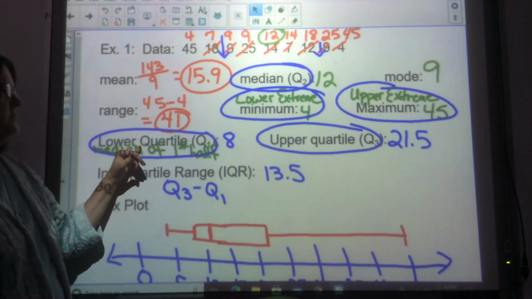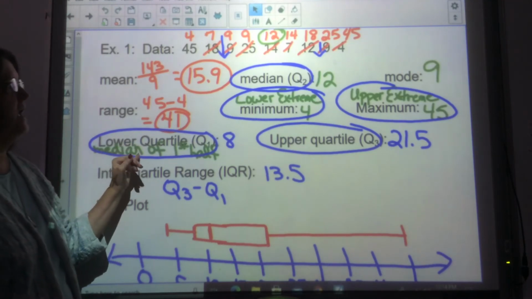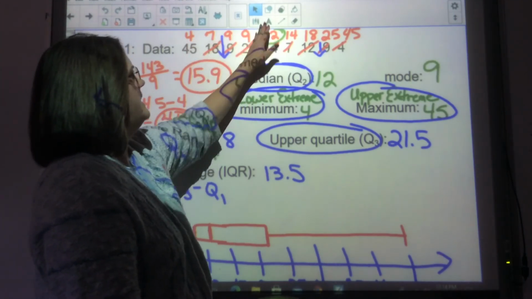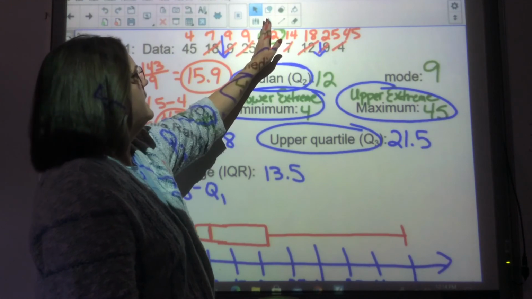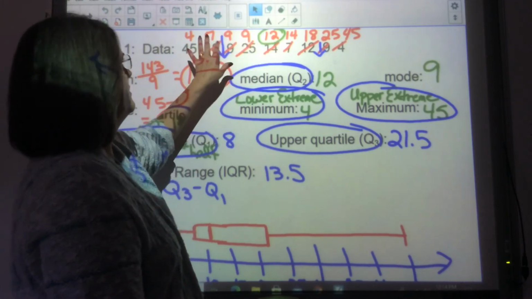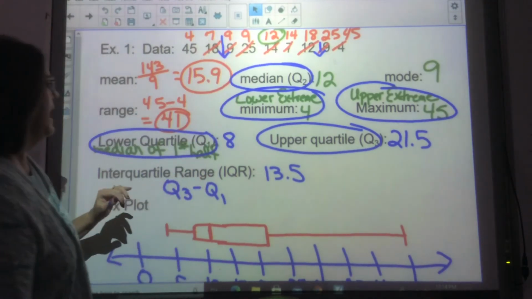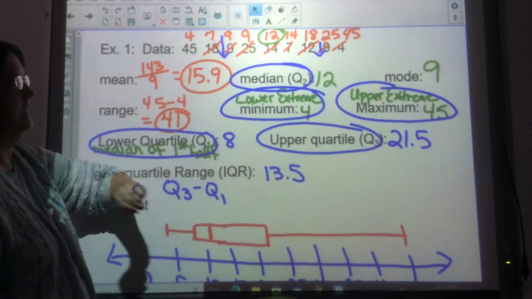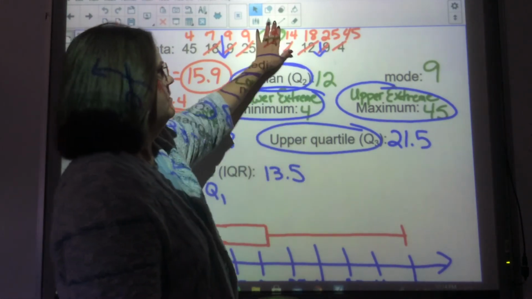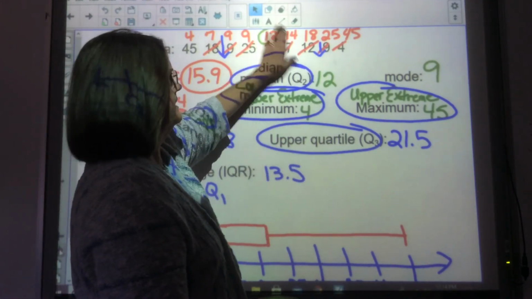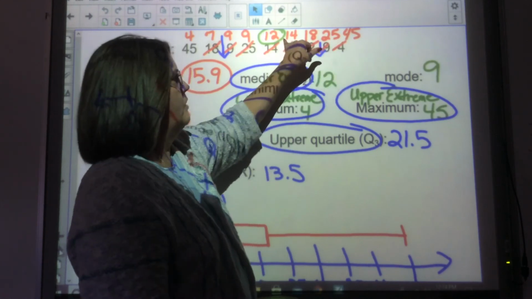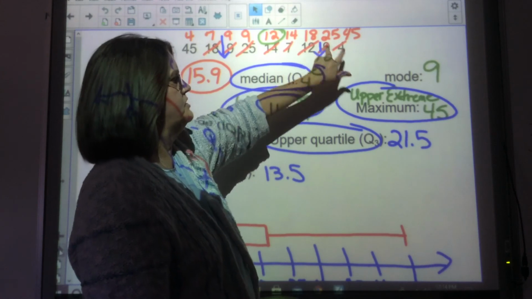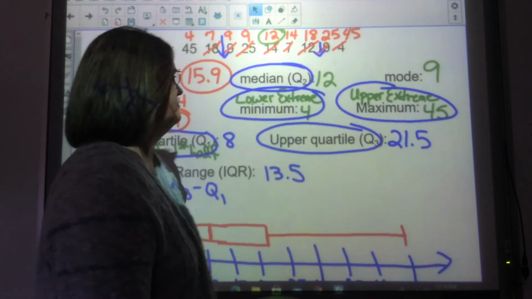The lower quartile is the median of the first half. So when I have that 12, my first half of data is 4, 7, 9, and 9. So the median is between, you see my arrow drawn here, it's between 7 and 9. So I add 7 plus 9 and divide by 2. And that gives me 8. My upper quartile, that middle number doesn't count, and I go with the middle number here. So since there's 4 of them, I do 18 plus 25 and divide by 2, and that gave me 21.5.